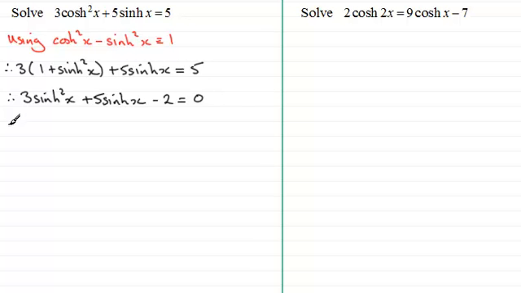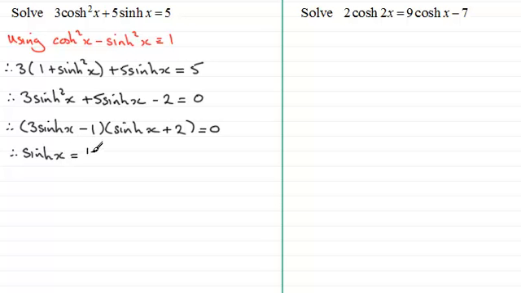And factorizing this, we therefore have a couple of brackets. We're going to have 3 sinh x here, and at the front here it's going to be sinh x. And then for the minus 2, it's going to be minus 1 here and plus 2 there, and that equals 0. And then solving this in the usual way, it leads to sinh x equaling 1/3, or sinh x equaling minus 2.